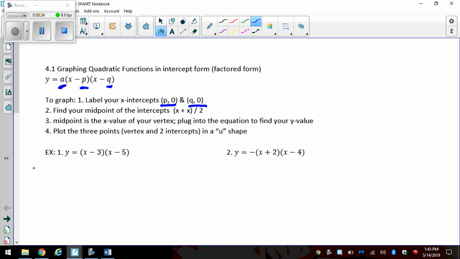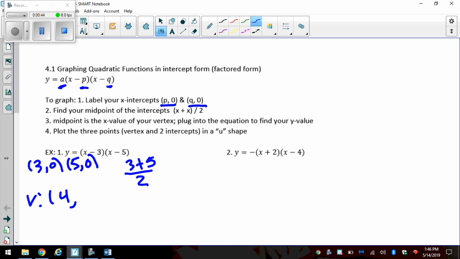So for example, number 1 down here, my intercepts are (3, 0) and (5, 0). So the middle of these two is exactly where a vertex should lie. So that's what you're going to do in step 2. You're going to find the middle of those by adding. You're going to do the 3 plus the 5, then divide that answer by 2. So that's the x value of my vertex.